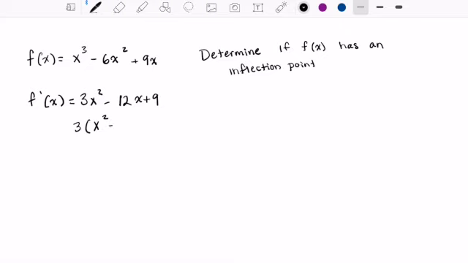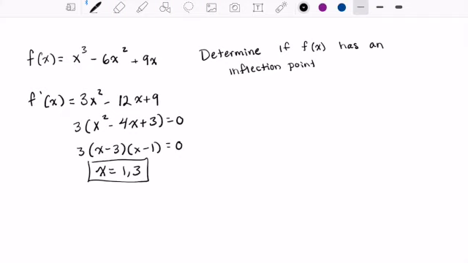I know that to find my critical points, I can set this equal to 0, and we wind up getting the function that we can set equal to 0 so that we can find our critical points. And those critical points are at 1 and 3. The reason I do that is because I'm going to show you how we are changing concavity for this particular function. So I'm going to use those in just a moment.